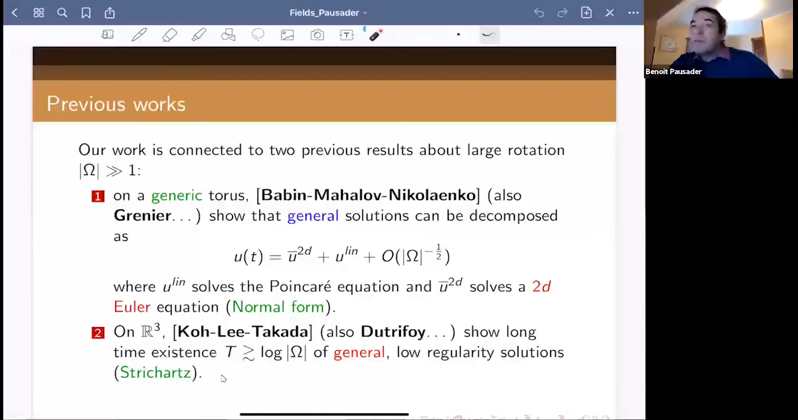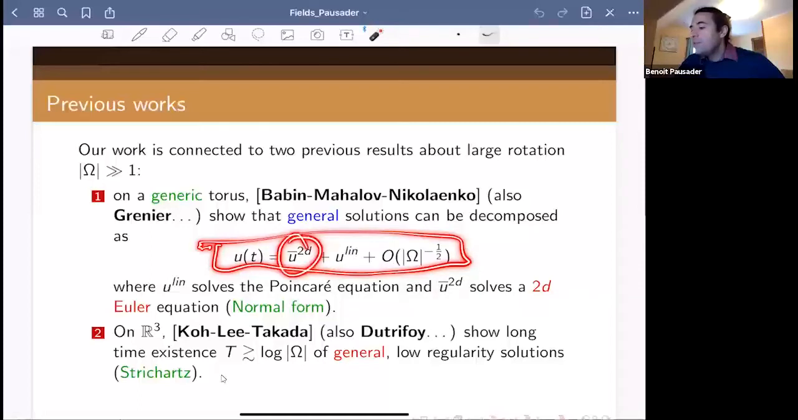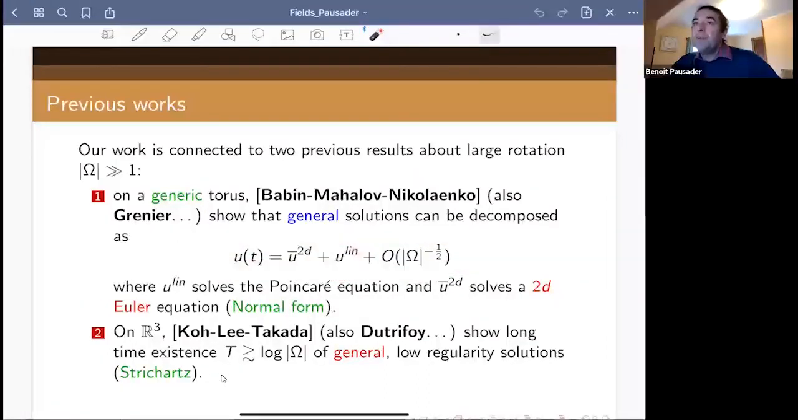And if you look at this, you can see that both of these works really use two different aspects of dispersion. In the first case, once you're on a generic torus, you can basically make sure that most of the quadratic nonlinearity becomes non-resonant, and you can do a normal form. And this is more or less what this is saying: you have a resonant system, which in this case happens to be the Euler equation, and except for this, you effectively evolve linearly up to a remainder.